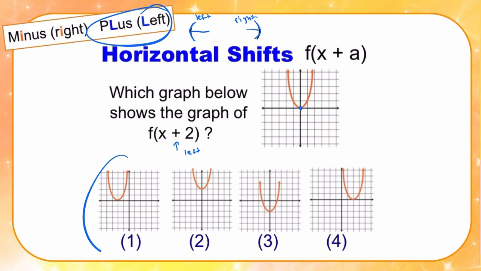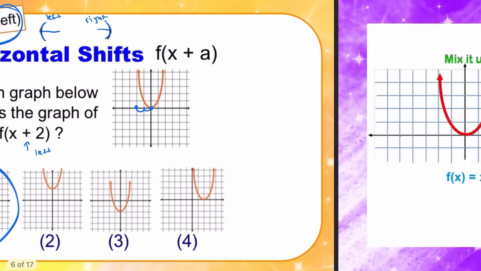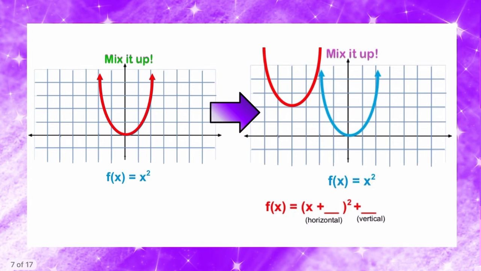So that will be choice 1, because if we go twice to the left, boom, boom, we'll end up right there. You can have not only a horizontal shift, you can throw in a vertical shift. So let's take a look at our function here. My little arrows got cut off.